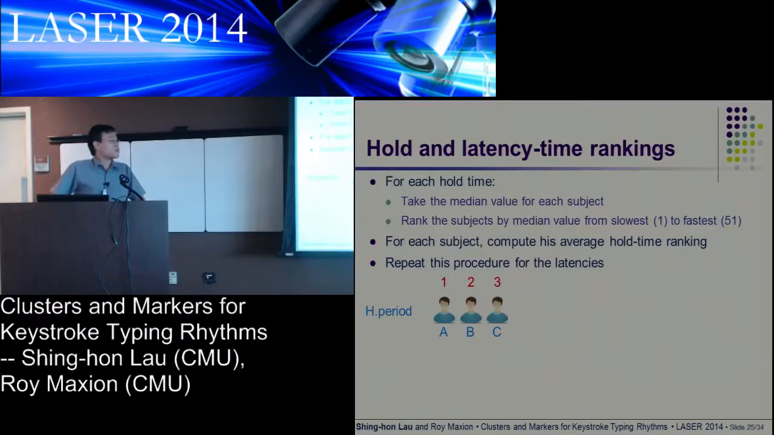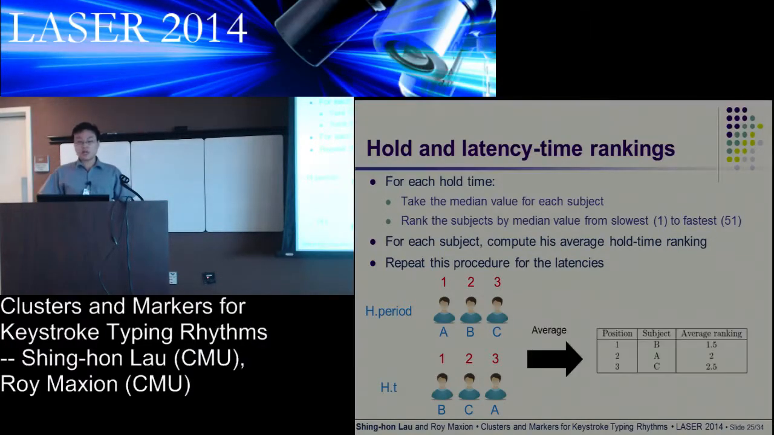Say my first keystroke feature is the hold time on period. I rank order my subjects 1, 2, 3, and maybe it comes out ABC. I look at the hold time on T, which is my other keystroke feature. I rank order again 1, 2, 3, and this time it comes up BCA. Then all I have to do is take the average, and I can see that subject B is in position 1 with an average ranking of 1.5. Then it's A with ranking 2, and then C with ranking 2.5.